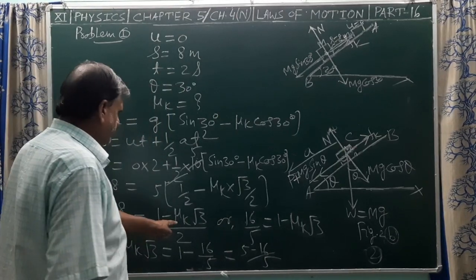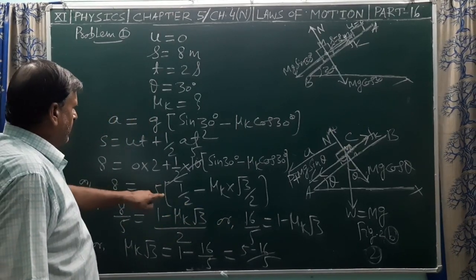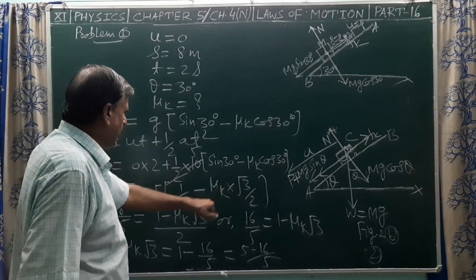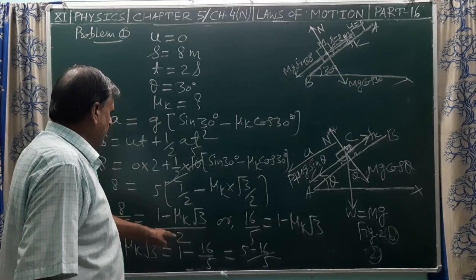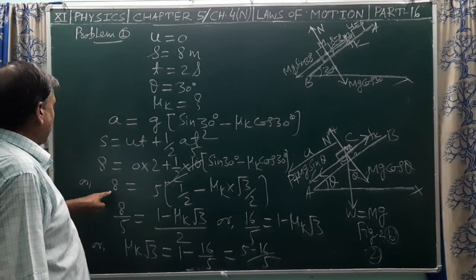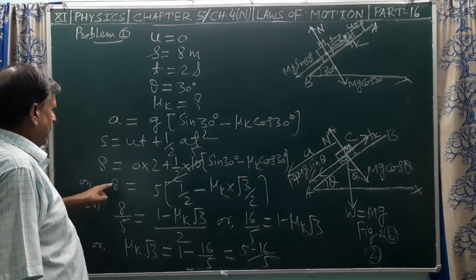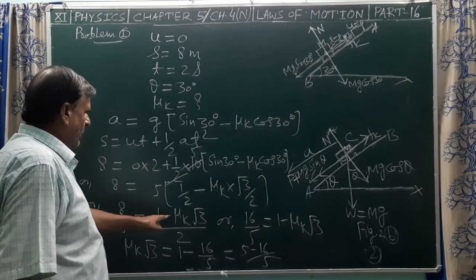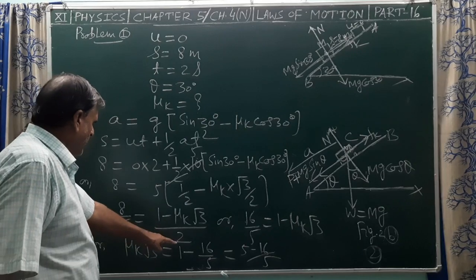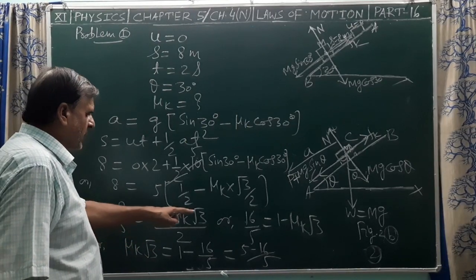Mu k root 3, 16 upon 5 is equal to, we have 8 is equal to 5 under bracket 1 by 2 minus mu k cos 30, and cos 30 is equal to root 3 by 2. So the LCM is 2, and 1 minus mu k root 3 upon 2 is 8 upon 5. Here 8 is the distance S covered by the block in the first 2 seconds. So 8 upon 5 is equal to 1 minus mu k root 3 upon 2, and by cross multiplication it is 8 into 2 is 16 upon 5, so 16 upon 5 is equal to 1 minus mu k root 3.